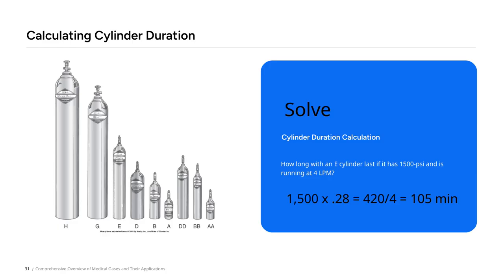Next, to find out how long the cylinder will last, we divide this total volume by the flow rate, which is 4 liters per minute. When we do that, 420 divided by 4 equals 105. So, the cylinder should last approximately 105 minutes under these conditions.